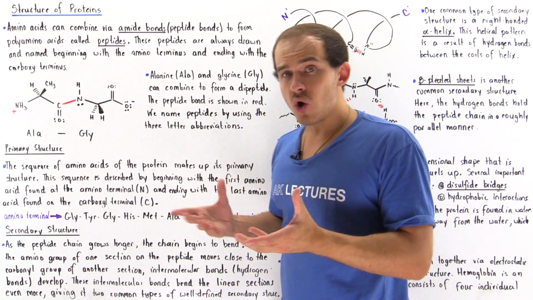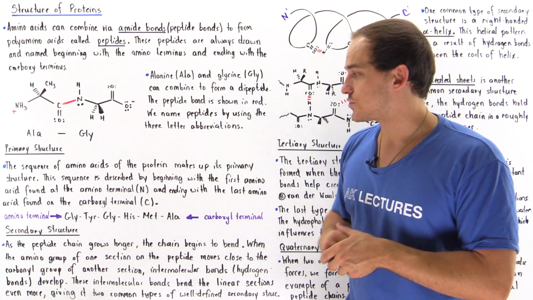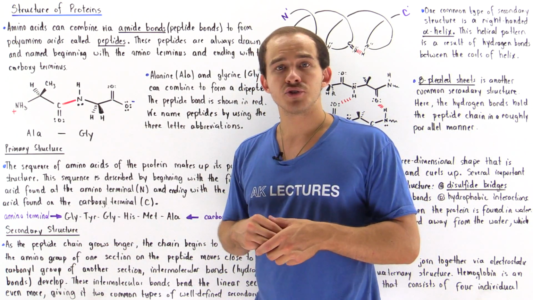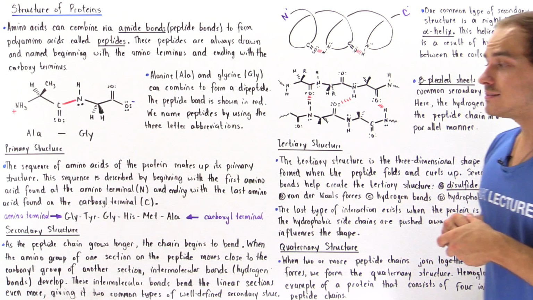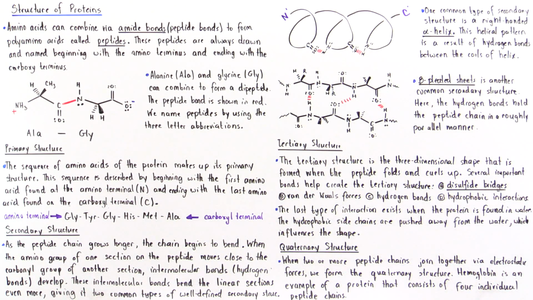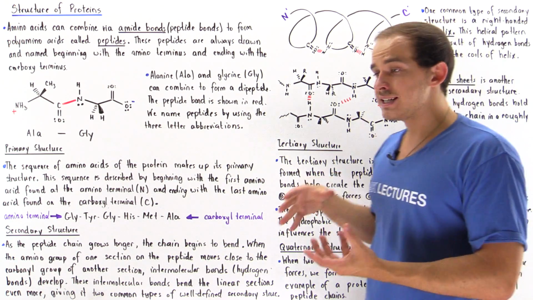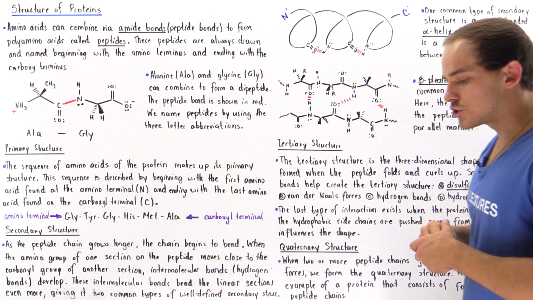Now, all proteins contain the primary structure. Most proteins contain our secondary structure. In fact, most proteins that contain secondary structure contain both our beta pleated sheet sections and sections that contain the alpha helix. So any given large protein can contain both of these types of secondary structures.